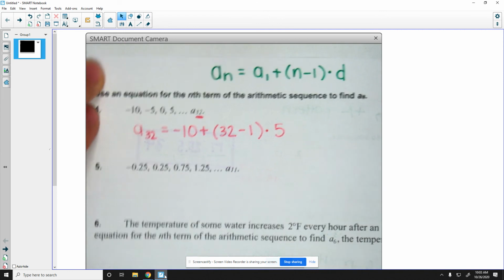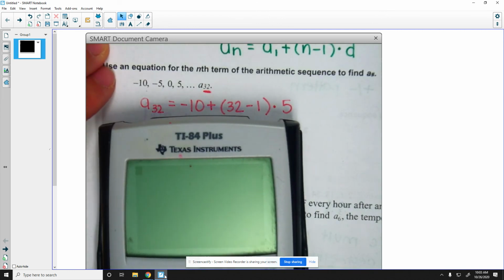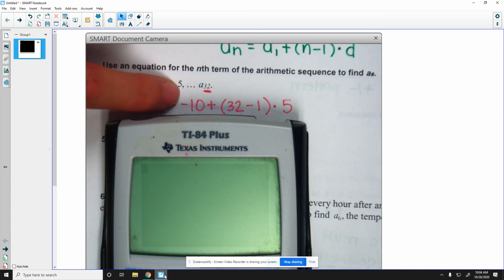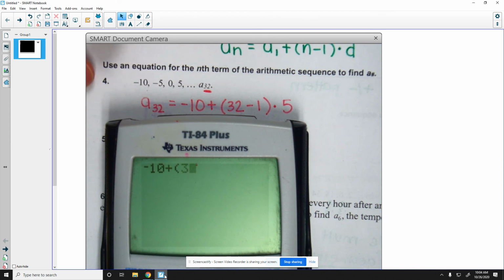When you type this in your calculator, it's amazing that it does PEMDAS for you. Please don't do it piece by piece. What I want you to do instead is type it all in as one long problem: negative 10 plus parentheses 32 minus 1 parentheses times 5. All of you type this in as one long sentence. Try it. I want to make sure that we're typing it in correctly and we know how to do this.